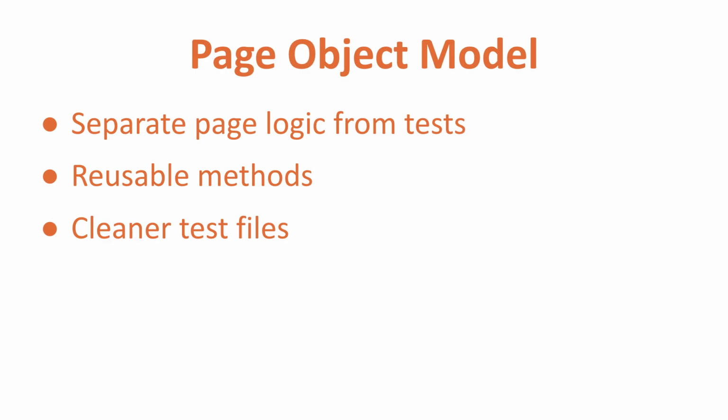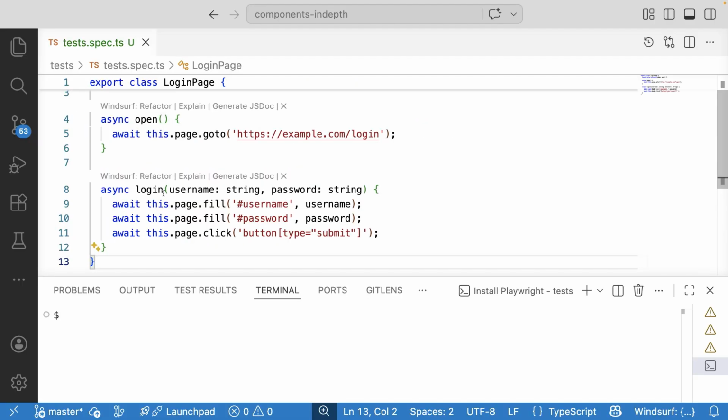Now, page object model means you create a class for each page of your application. This keeps your test files clean and reusable. For example, you might have a login page. So create a separate class in whichever language you use, something like a login page, and then you can put the URL and all the methods and utilities you want to use for that particular page. Now you can use it in the test.